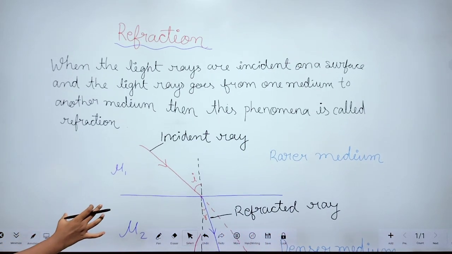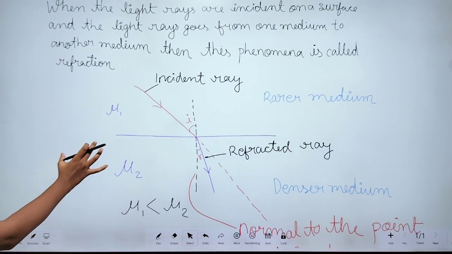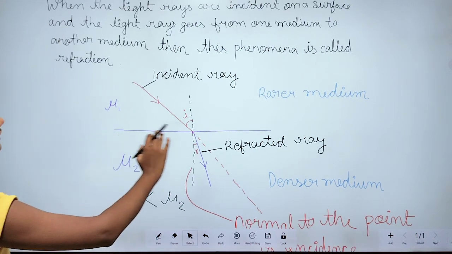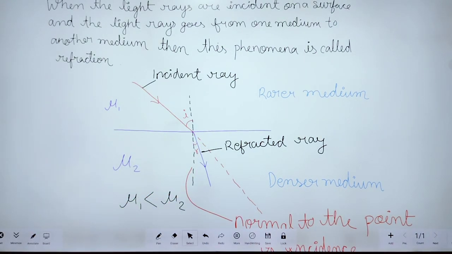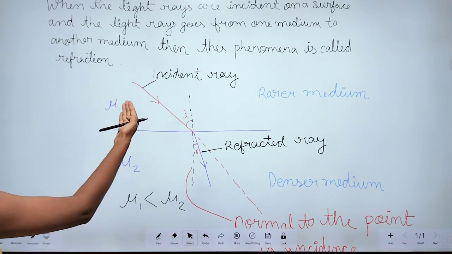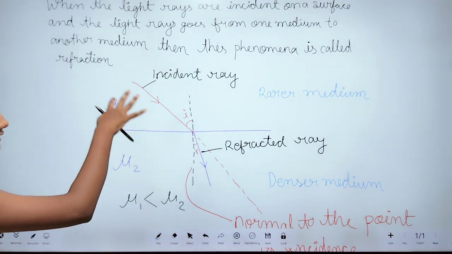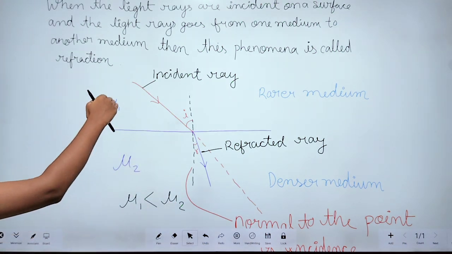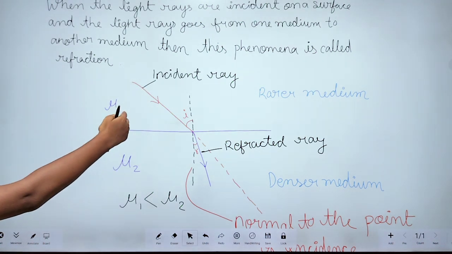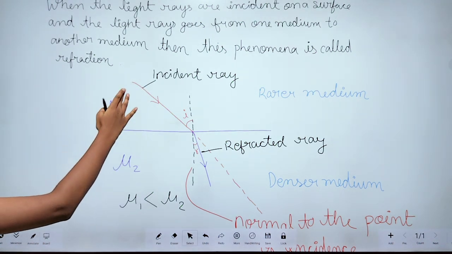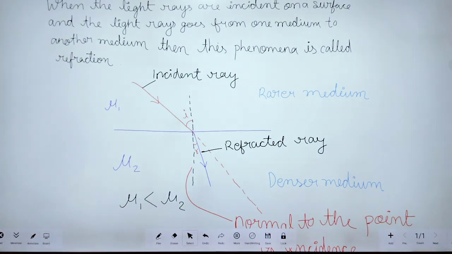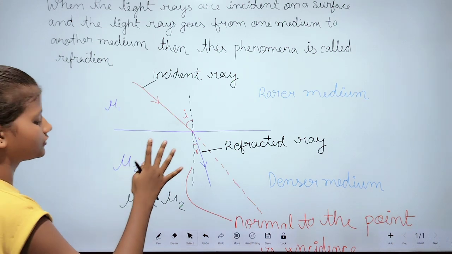So what is refraction? When the light rays are incident on a surface, then the light rays go from one medium to another medium. Here you can see in this figure that this light ray goes from one medium to another medium. So this phenomenon is known as refraction.